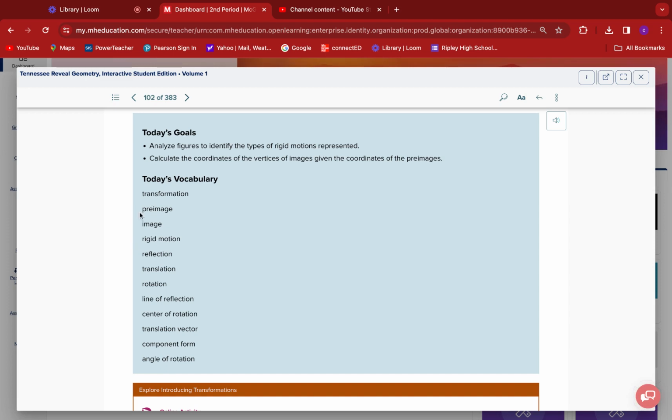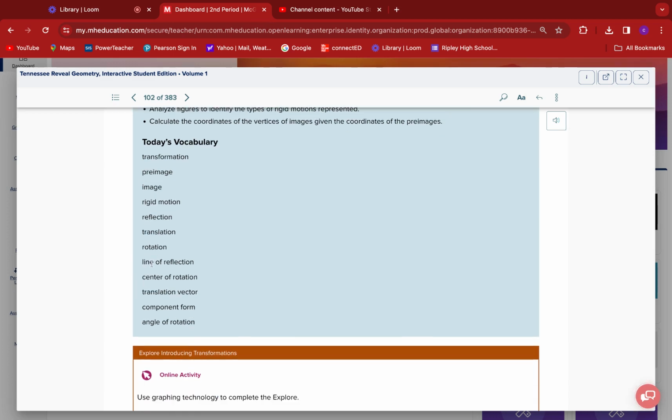Pre-image is your original figure. Image is your new figure. So original, and then what you've done to it, your new. That's your image. All right. Reflection is flipping. Translation is shifting. Rotation is turning. The thing you flip across is called the line of reflection. The thing you turn around is called the center of rotation.